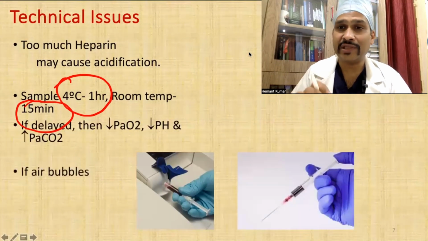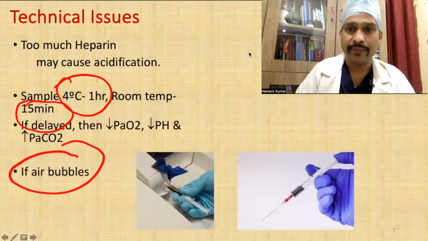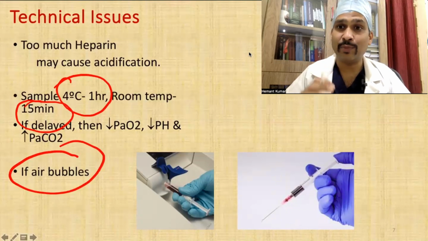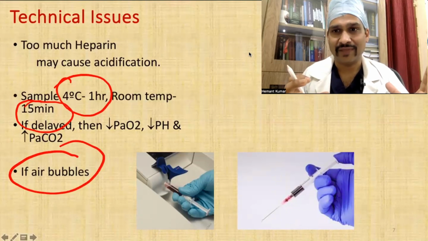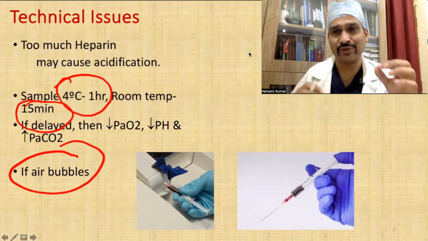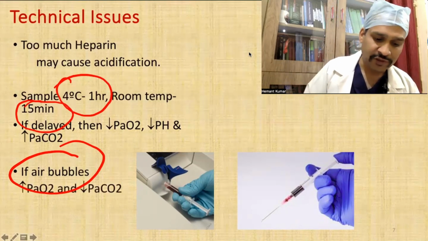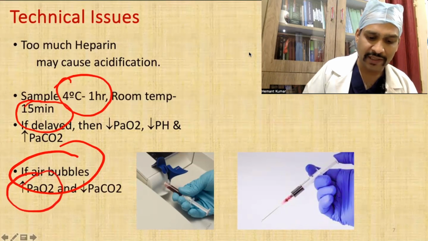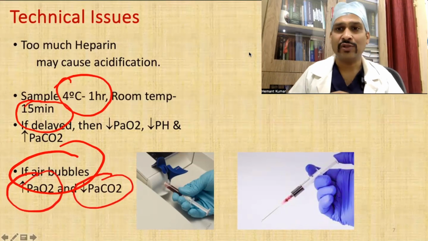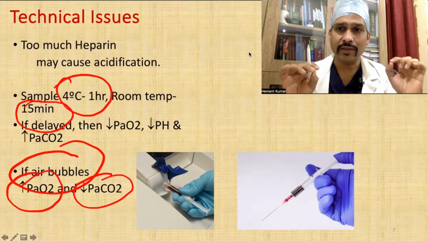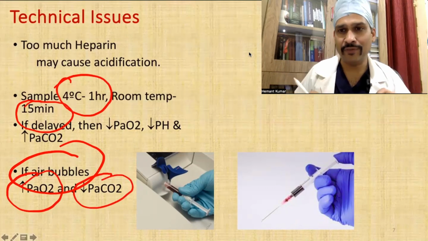And we have to discard air bubbles because air bubbles have more oxygen while our artery has less oxygen. So it will give a false result. It gives a false result by increasing PO2 and decreasing PCO2. So we have to remove all air bubbles from the ABG syringe.